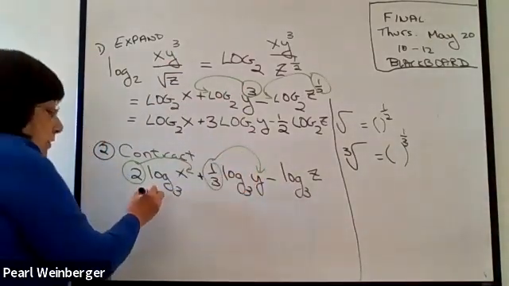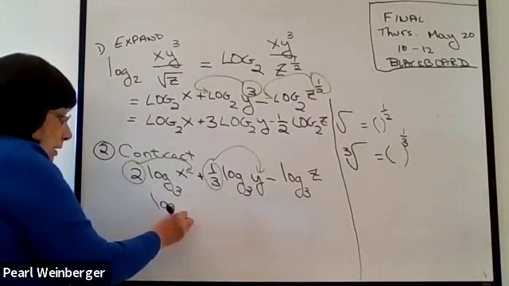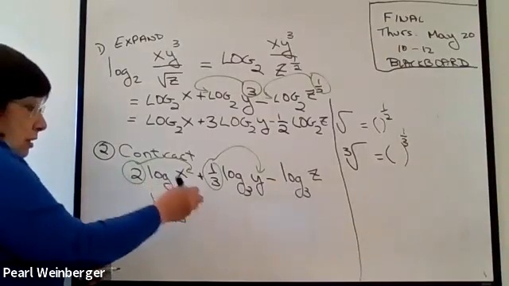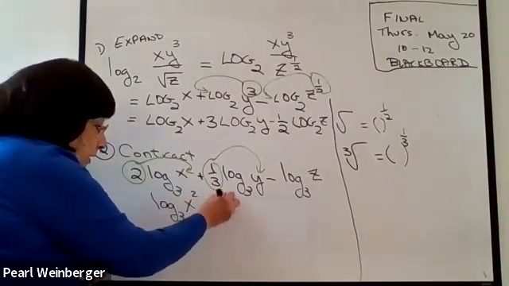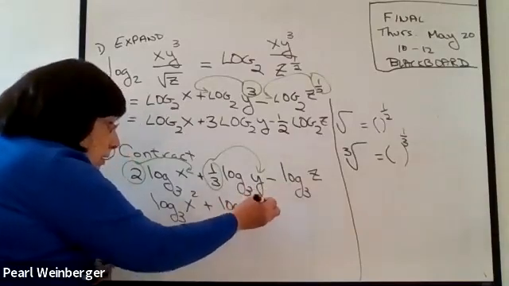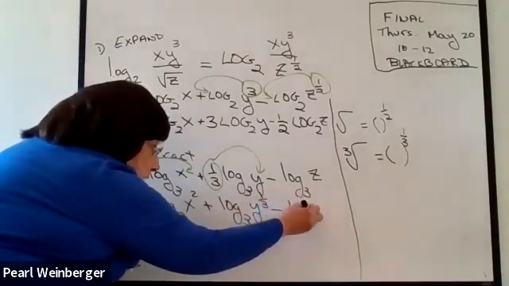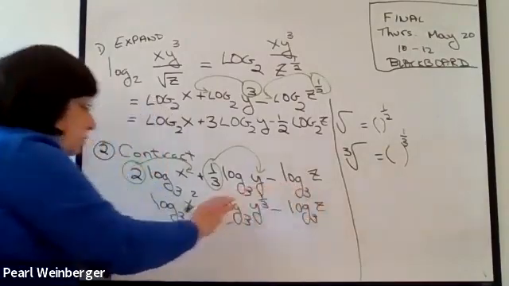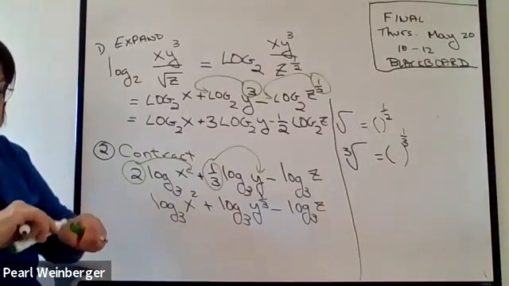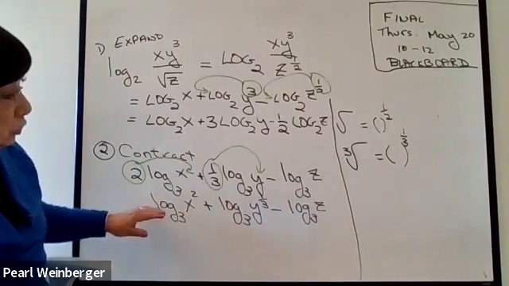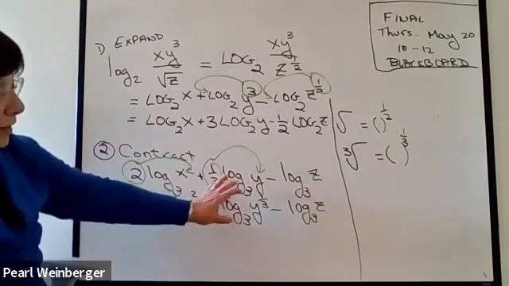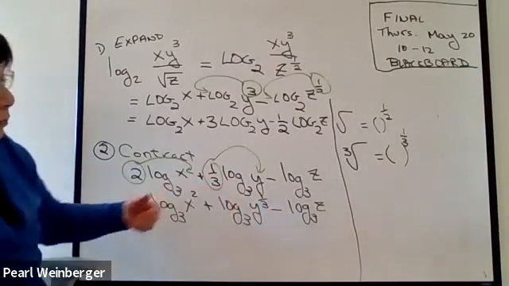So therefore, this becomes log base 3 of x to the 2 power, because this had a 2 coefficient, plus log base 3 of y to the 1/3 power, minus log base 3 of z. So the first thing we do is take care of the coefficients, put them back as exponents. The second step is to look for where I have pluses, multiply the things, and where I have minuses, subtract.